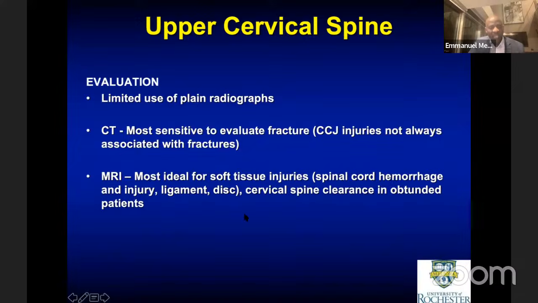MRI is most ideal to evaluate soft tissue injuries, when evaluating for spinal cord hemorrhage, ligamentous injury, injury with a disc, and MRI also comes in very handy when you're planning for cervical collar clearance in obtunded patients. As you know, the goal is to try to avoid maintaining some of these patients in the cervical collar if they don't truly have an injury. As you know, for patients who are obtunded or not alert, the cervical collar itself can present issues with a pressure source over the skin, since the patient cannot report concerns with their collar.